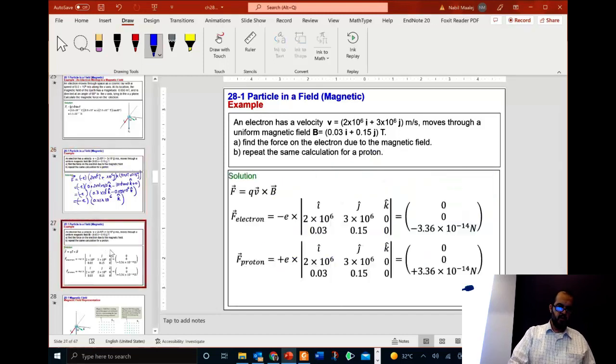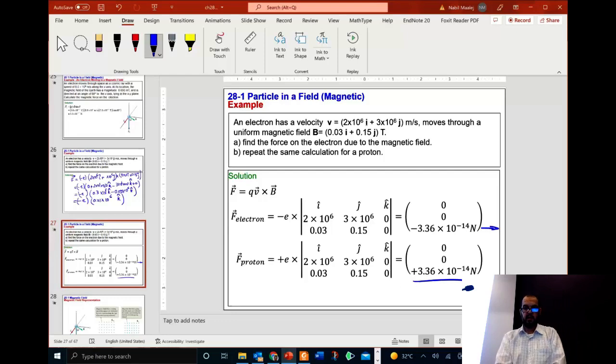Okay, so here we did the matrix method for the electron, but you can use it also for the proton, and basically the only thing that will change is the sign. So here it's minus 3.36 × 10^-14 newtons, and this is k, so it has only a component in the k direction. For an electron, if the charge is a proton, it becomes plus 3.36 × 10^-14 newtons. Clear so far?